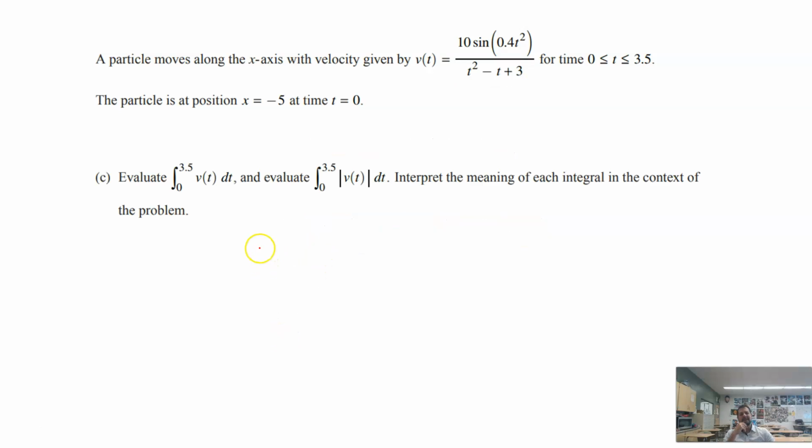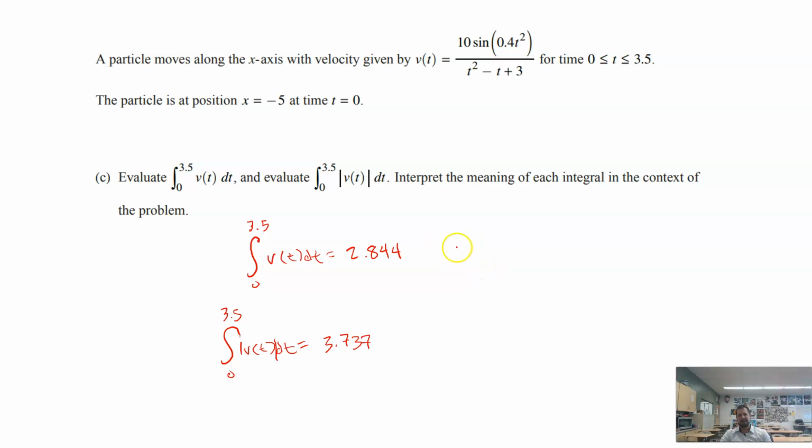Letter C says evaluate the integral from 0 to 3.5 and do the same thing with the absolute value of our velocity function. When I put the first one into my calculator, I get 2.844. And when I do the second one, I get the absolute value of v of t. Oops, forgot the last one there. You get 3.737. And then it says interpret the meaning of each integral in the context of the problem.